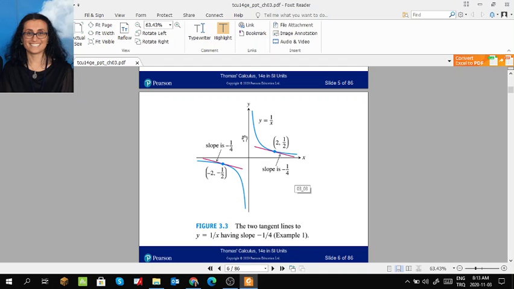If you look at this graph, you will see the tangent lines at the points 2 and negative 2. The formula is negative 1 over a squared. You just plug in 2 and you get the slope negative 1 over 4. And similarly here, negative 1 over 4 for the slope at negative 2. See, these two tangent lines are parallel to each other, and their slopes are the same.